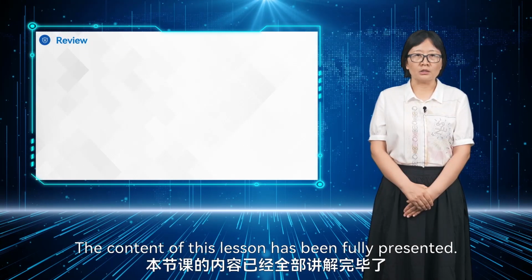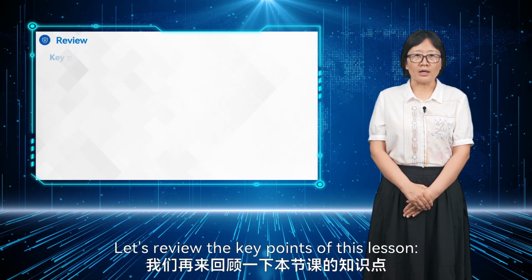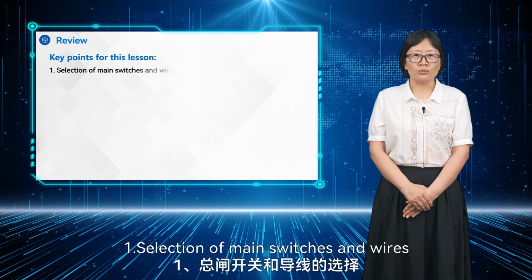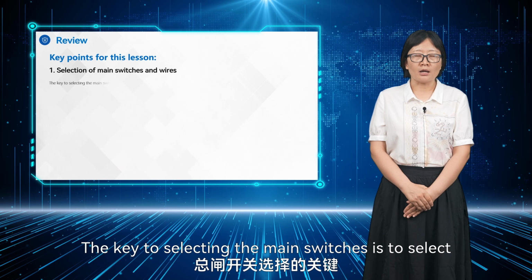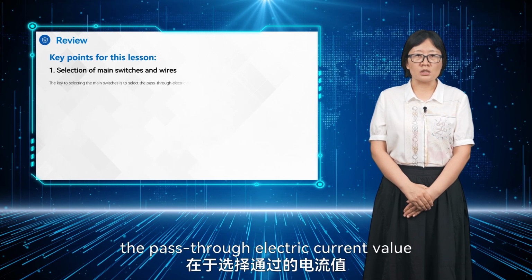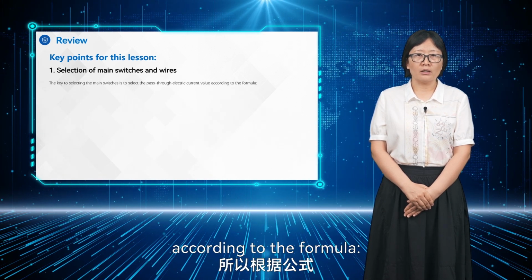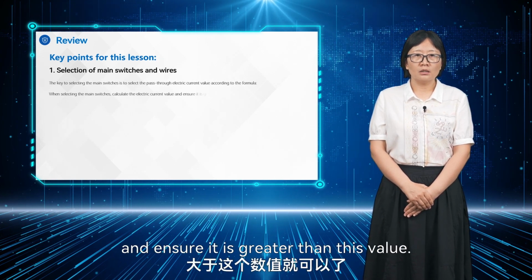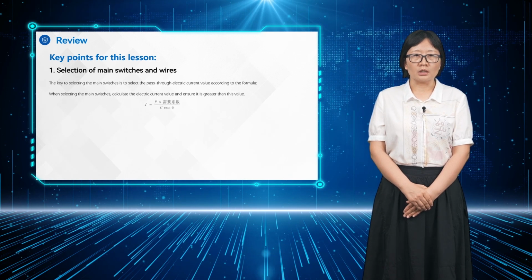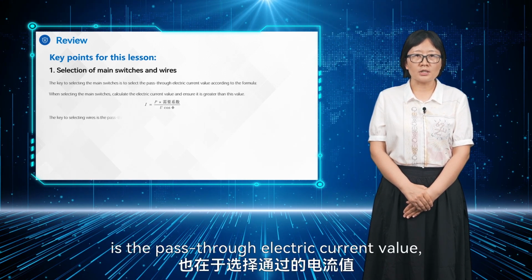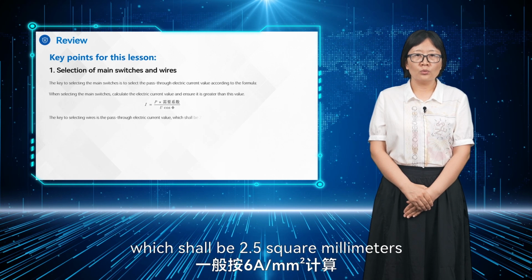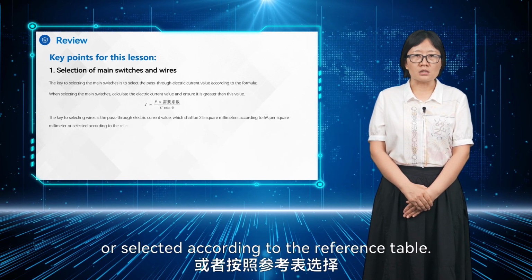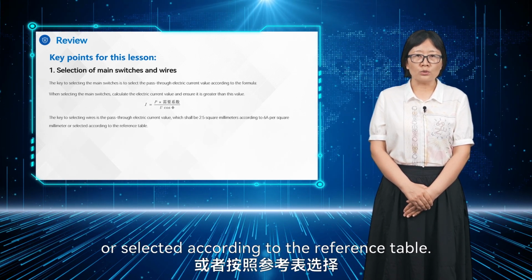The content of this lesson has been fully presented. Let's review the key points of this lesson. 1. Selection of main switches and wires. The key to selecting the main switches is to select the pass-through electric current value according to the formula. When selecting the main switches, calculate the electric current value and ensure it is greater than this value. The key to selecting wires is the pass-through electric current value, which shall be 2.5 square millimeters according to 6A per square millimeter or selected according to the reference table.